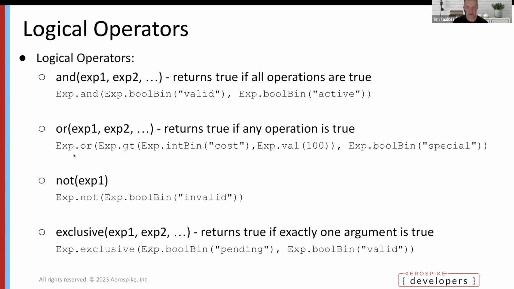Same thing with OR. So I can say, if any of these are true, return true. I can negate a Boolean bin and say, return true if the value is false, and so on. Or I can use an exclusive, which is probably a very specialized thing. It's a bit like an exclusive OR, if you're used to using NAND gates like I am. It really says, if exactly one of these arguments is true, then return true, otherwise return false. So in this case, if both pending and valid were true, then it would return false. But if pending was true and valid was false, it would return true.